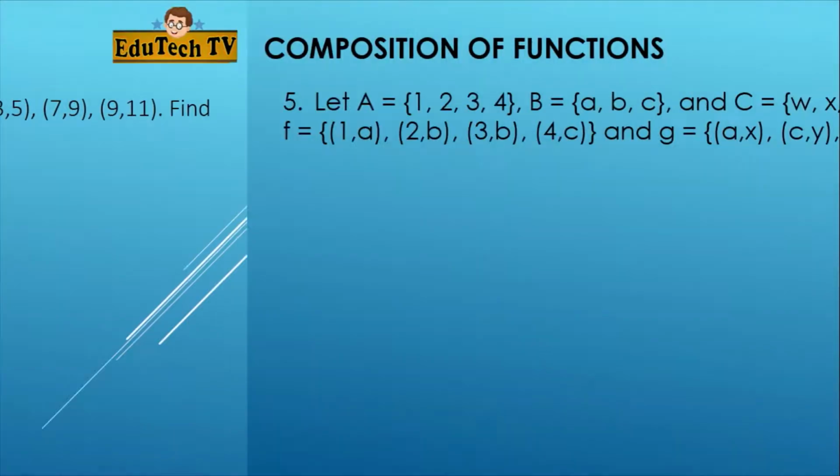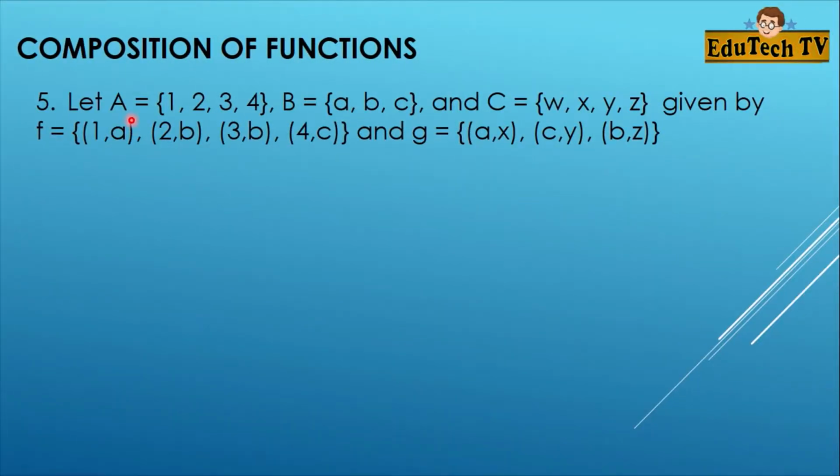Now, let's proceed to the last example. So, suppose we have set A, whose elements are 1, 2, 3, 4, set B, a, b, c, and set C, w, x, y, z, and given by the function f, okay, and the function g. Now, if we're going to ask by question, find the g of f of 1. So, alam na natin yung gagawin natin. Of course, to find first f of 1. So, ano nga ba ang f of 1 natin? Ang f of 1 natin is, we're going to start from 1. Then, yung output niya is a. So, itong a yung magiging input natin dun sa g. And the output is x. So, therefore, we have (1, x).